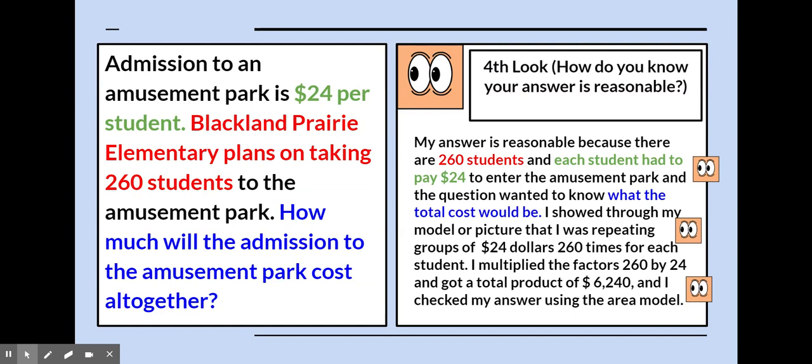Now that we know how to use the four-look strategy to solve multiplication word problems, we're going to practice this strategy again in the next two videos.